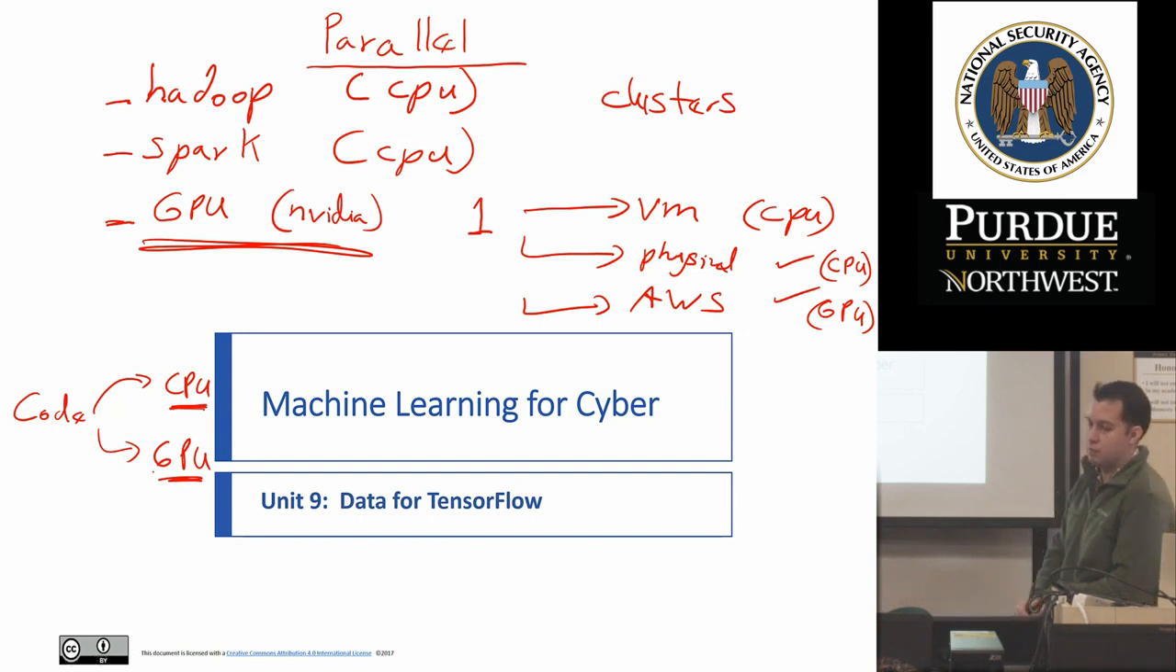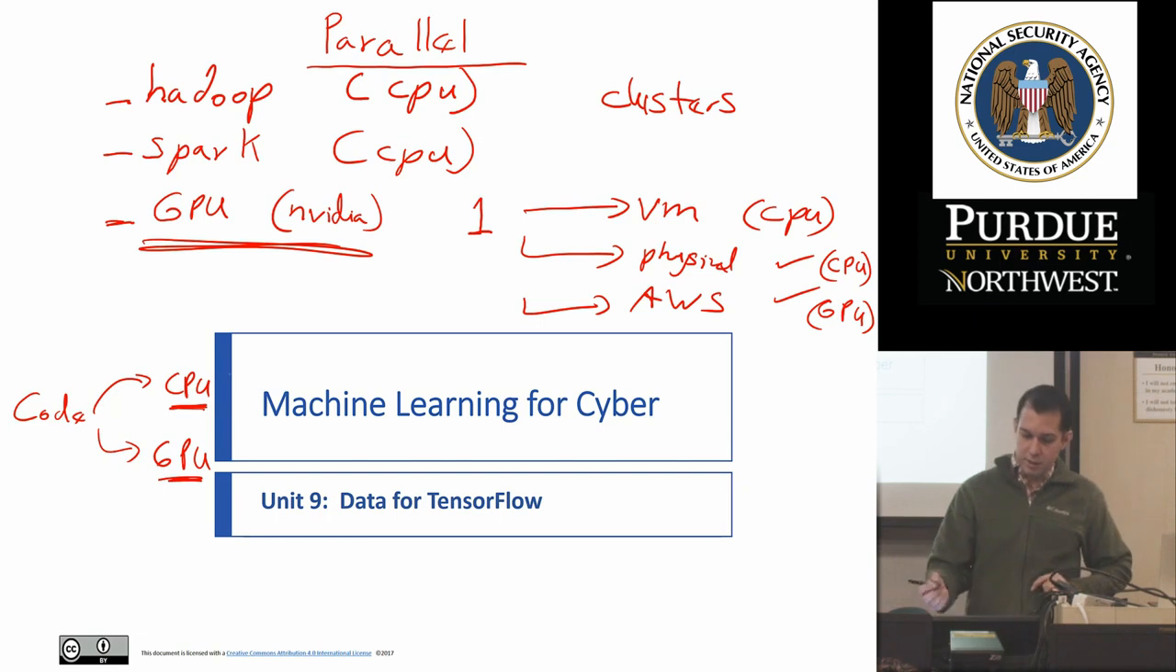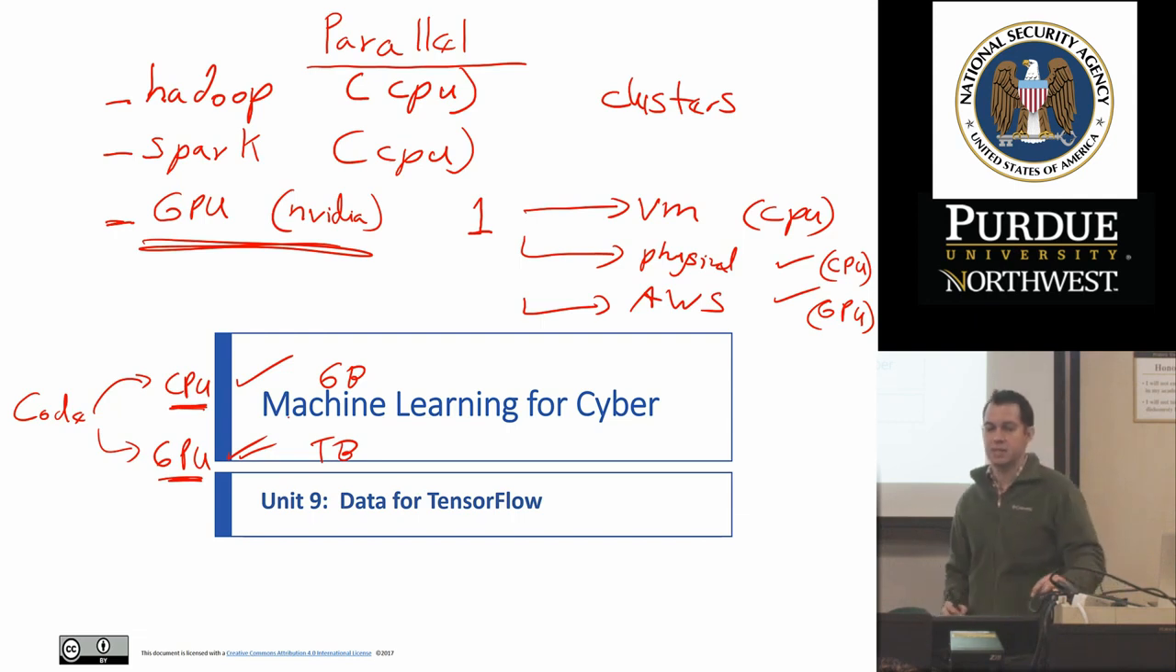And just assume that the difference here is that you wouldn't be able to run all your data in this environment, but you can certainly run all your data in this environment. So whereas this is gigabytes, let's say, this is terabytes, for instance, right? So that's the advantage. So hopefully that makes sense, that we are not using Hadoop or Spark here. We're focusing more on GPU, NVIDIA.